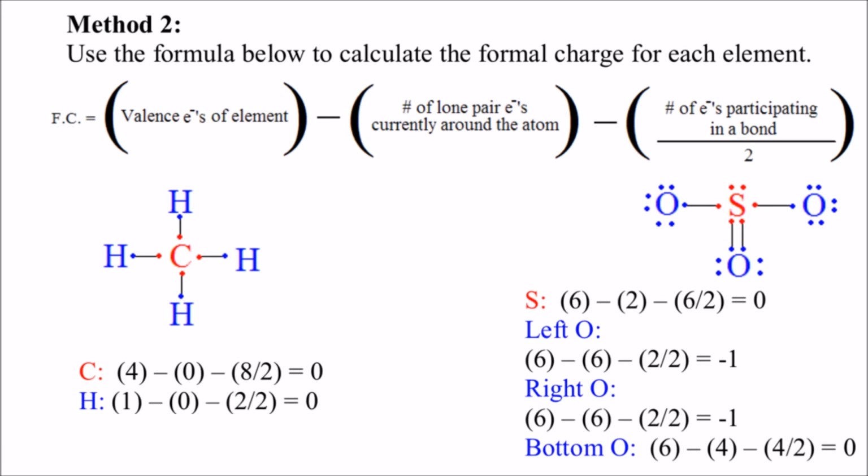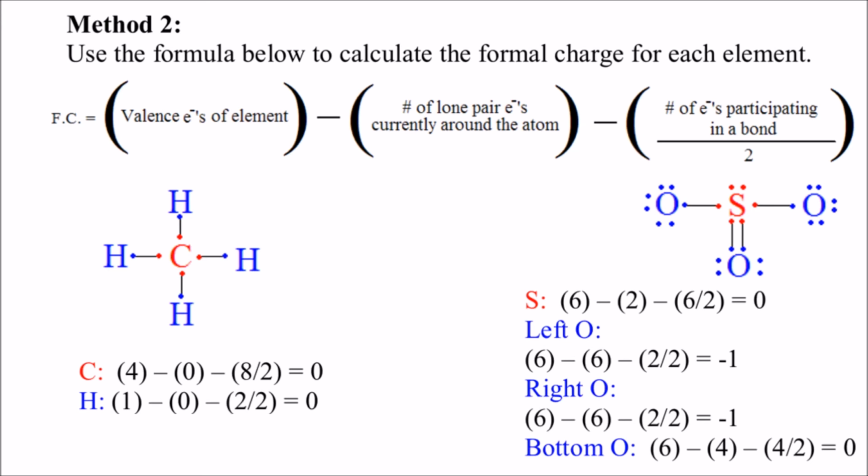Here's the formula. Formal charge is equal to the number of valence electrons for the element that you're figuring the formal charge of, minus the number of lone pair electrons around that element, minus the number of electrons participating in a bond from that element divided by 2. So let's go back to this one. We'll talk about hydrogen first.